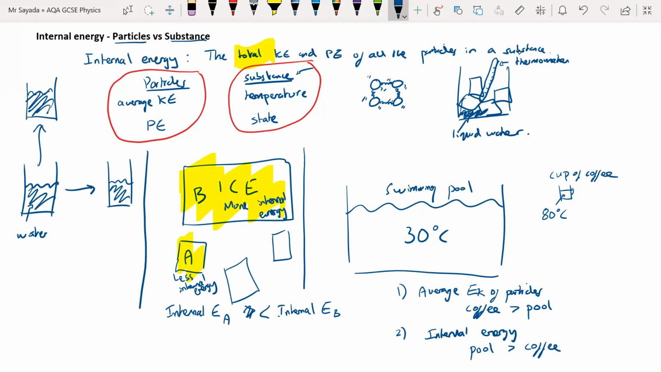In the swimming pool, there are way more particles. Yes, each particle might have less kinetic energy than in the coffee, but there's way more of them. So even though each particle has a smaller kinetic energy, there's way more. So the total kinetic energy of all the particles in the swimming pool is going to be bigger than the total kinetic energy of all the particles in the coffee. So the internal energy of the particles in the pool is bigger than the internal energy of the coffee.